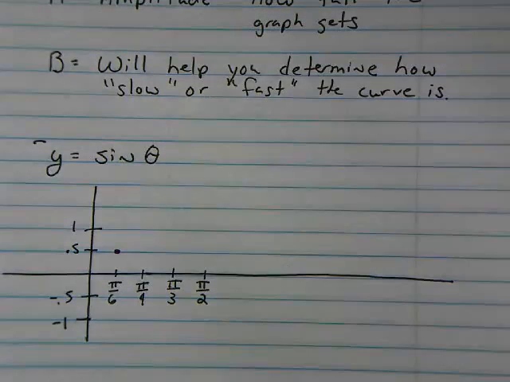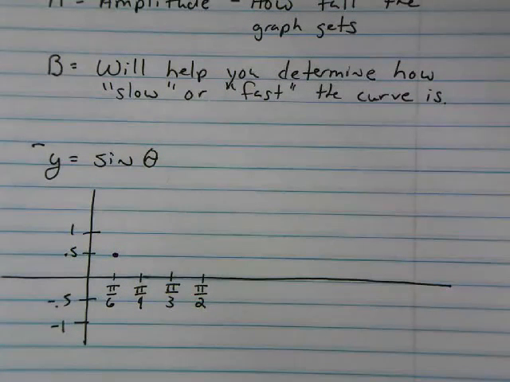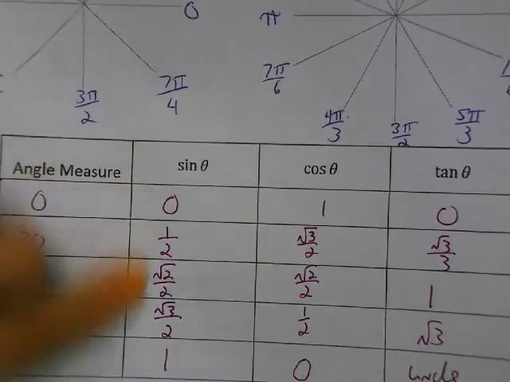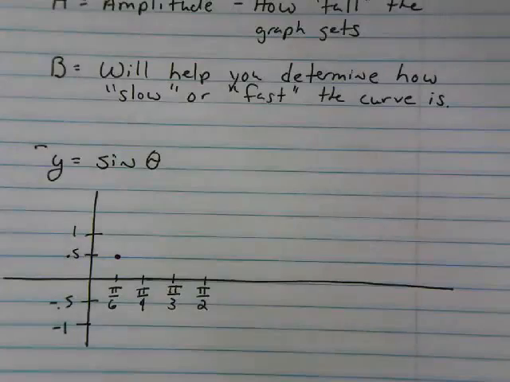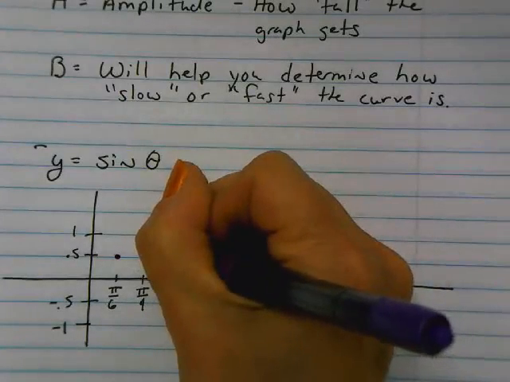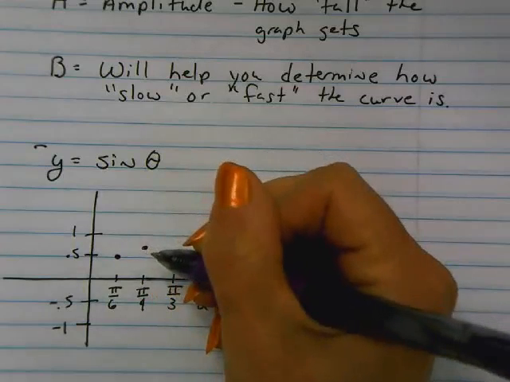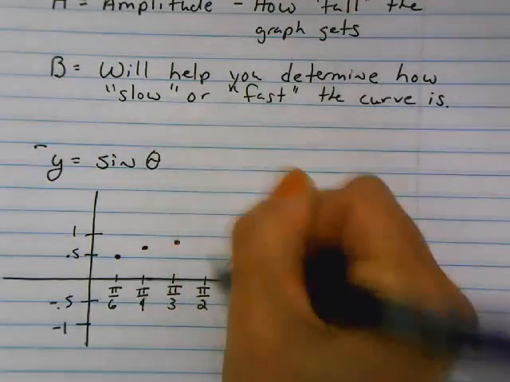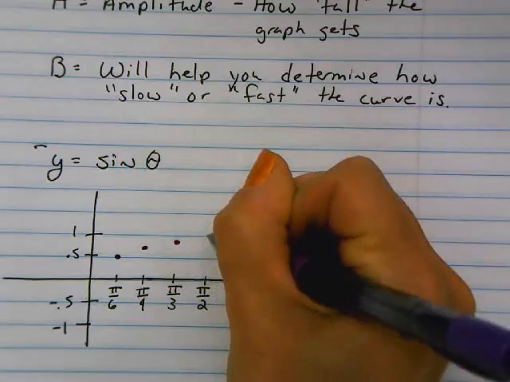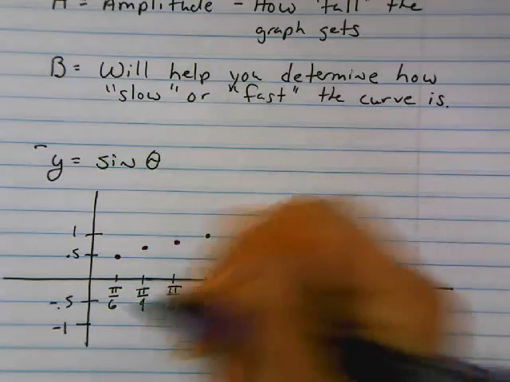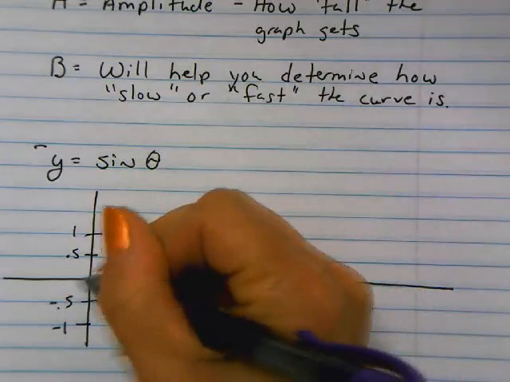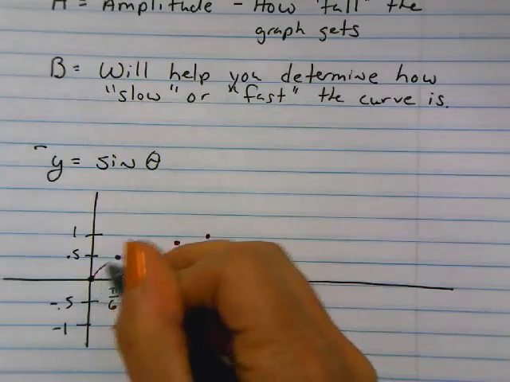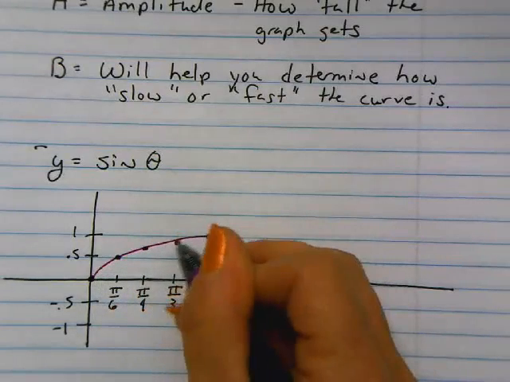Let me just grab my chart for you. So where I'm getting these numbers from is this column right here. Square root of 2 over 2 is about here. Square root of 3 over 2, a little bit higher. And at pi over 2, we're at 1. Go back to 0. Do you agree? So far I've got something that looks like this if I connect my dots.